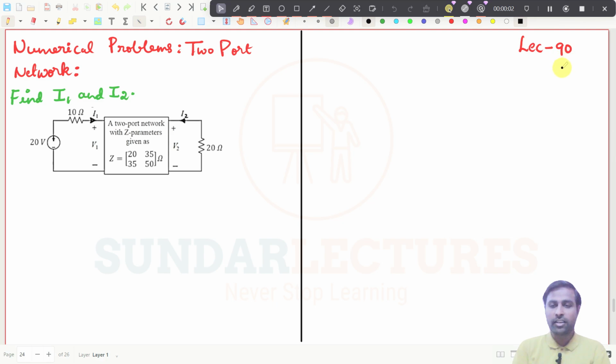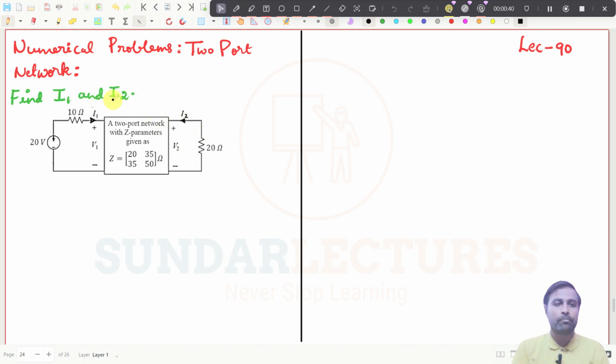Welcome to Sundar's lecture. This is lecture number 90, and in this lecture we are going to see some extra problems in two-port network, because solving these kinds of problems will give you good exposure to solve GATE questions. Maybe in the next lecture I'm going to solve some GATE problems. So we will start with the two-port network in the GATE problem. So we just try to see some more complicated problems, or maybe some very in-depth problems in two-port network, so that it will help us in solving the GATE questions.